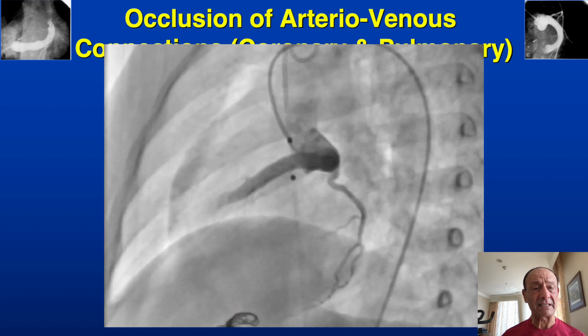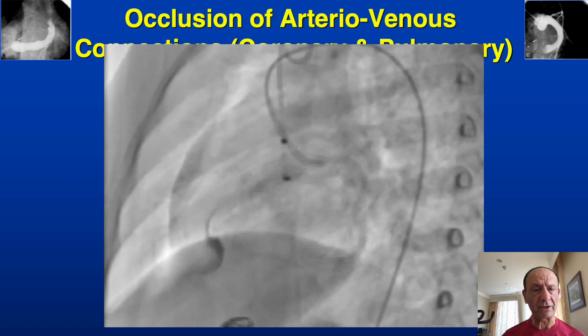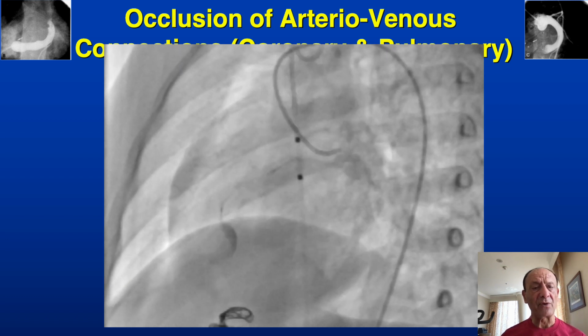So for this patient, it is extremely important to put her on Coumadin and bridge her to warfarin for 6 months until the fistula completely closed and there is good flow, and then we bridged her to antiplatelet for the remainder of her life.